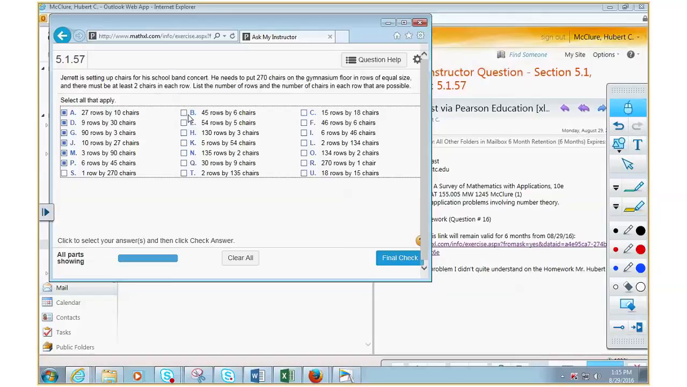6 by 45, 54, yeah, that is. 5 by 54. 2 by 135. 30 by 9. 2 times 135. 15 by 18. That seems like a big number, but you can multiply it and see. That's okay, so that was it.